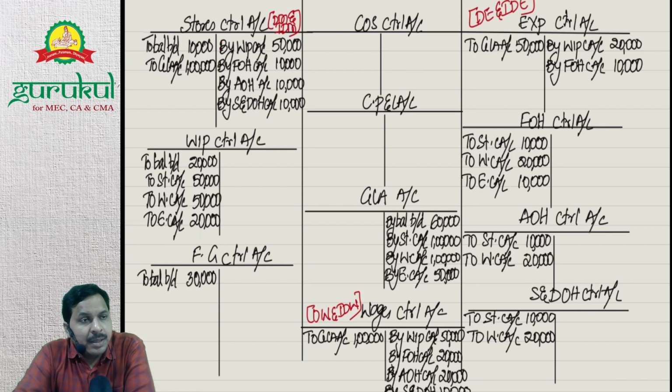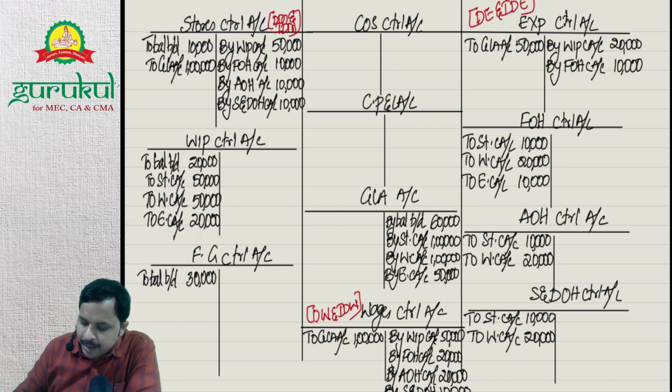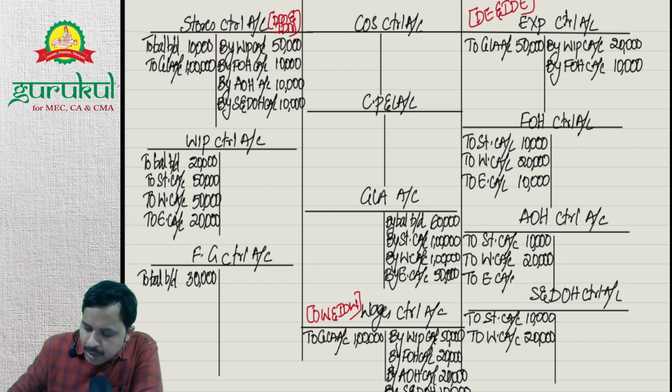Next, indirect expenses related to what? Office. What will be the entry? Administration overheads control account debit to expenses control account. That is the entry for what? Indirect expenses related to office. Right, indirect expense related to office. Administration overheads control account debit to expenses control account. Let me take 10,000.